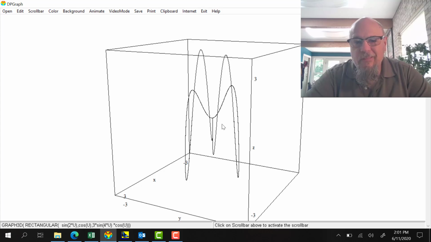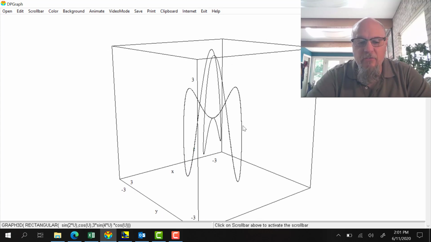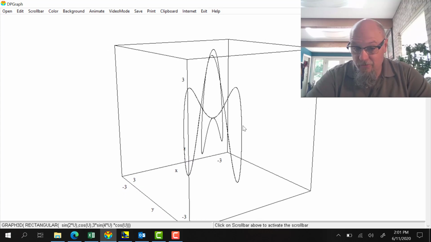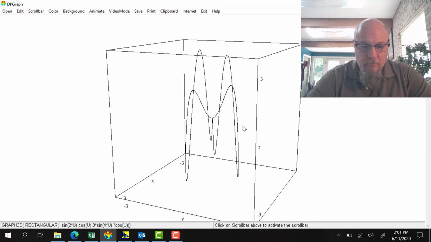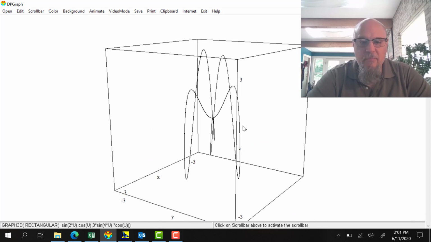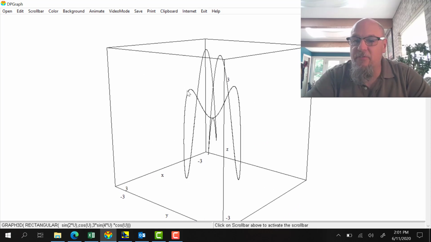This one is built with trig. The x coordinate is sine 2t, the y coordinate is just cosine t, and the z coordinate is 3 sine of 4t times cos of t. So it gives you this shape. Whatever, I know that its position is given by the r.